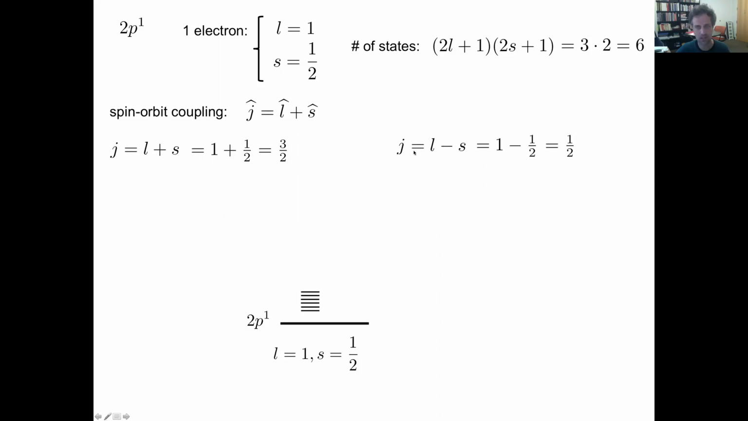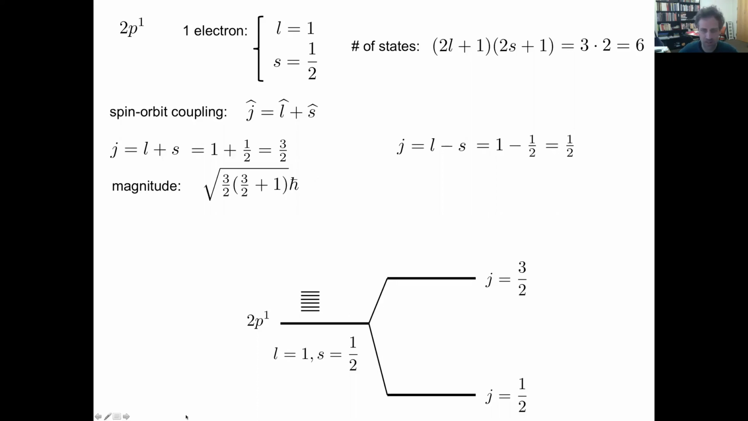Why do I need to know this? Because if I do that, I realize that instead of having 6 states that are degenerate, they could now be split into 2 new states. One that is indicated by 3/2 and one indicated by a combined angular momentum of 1/2.